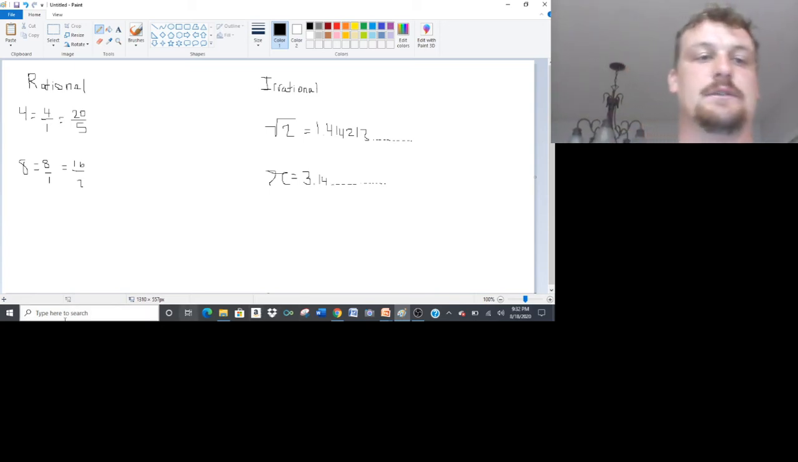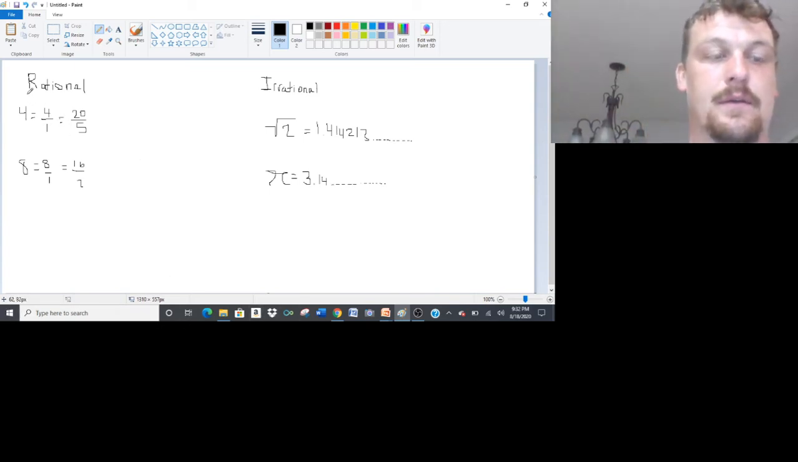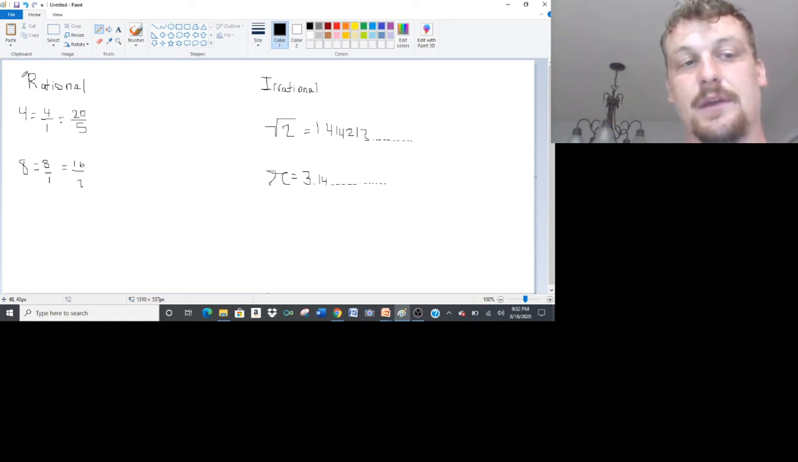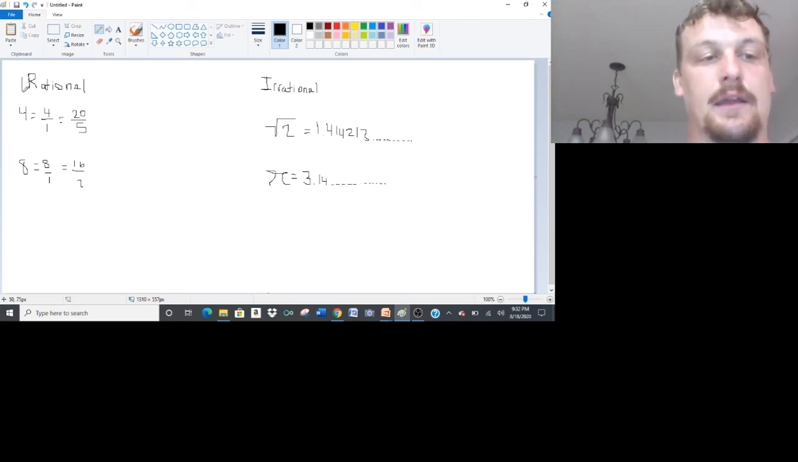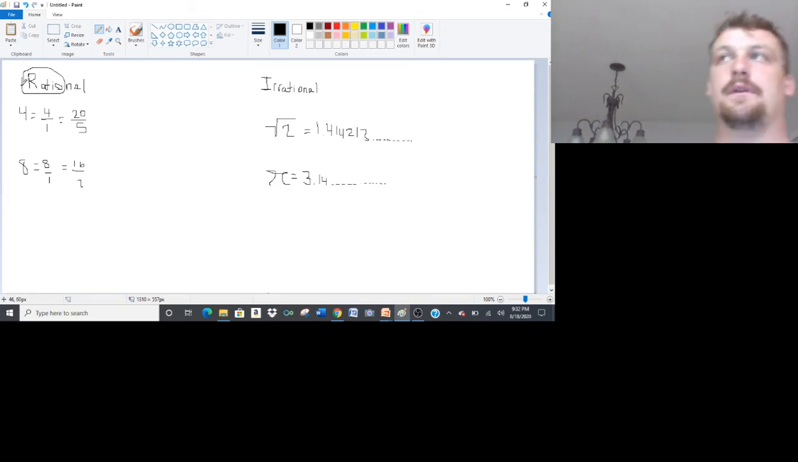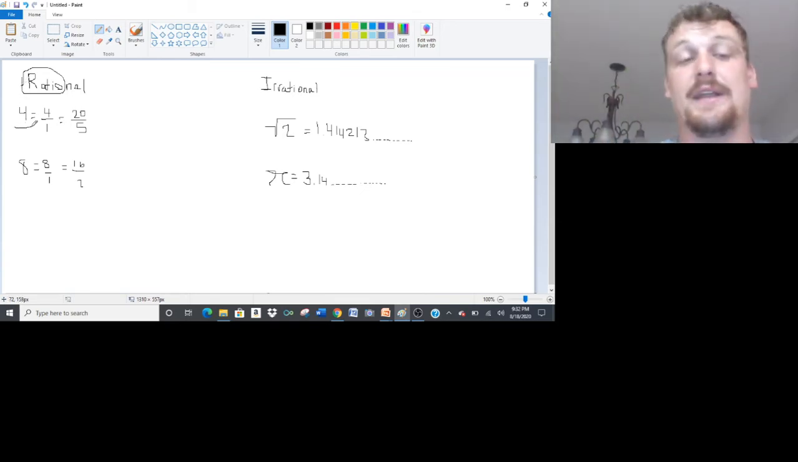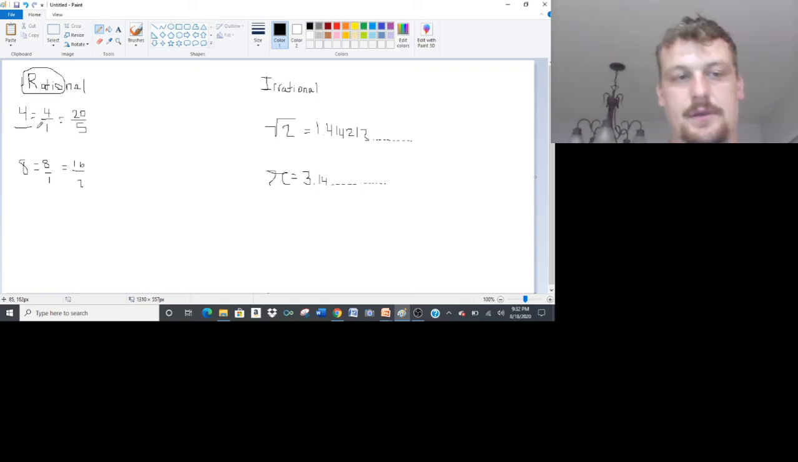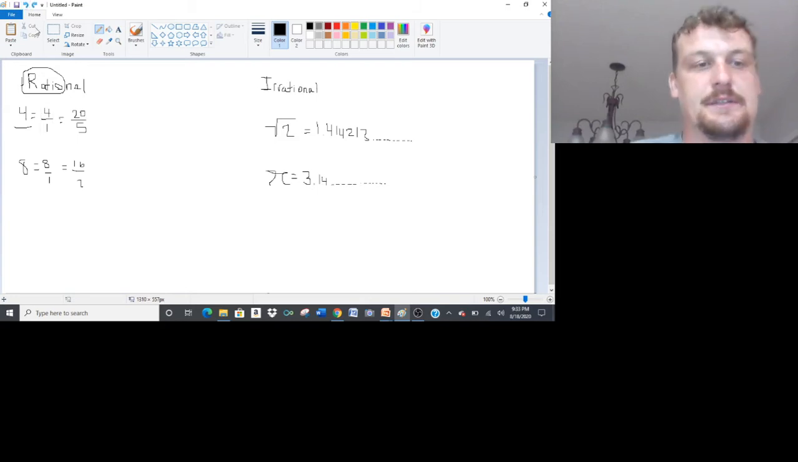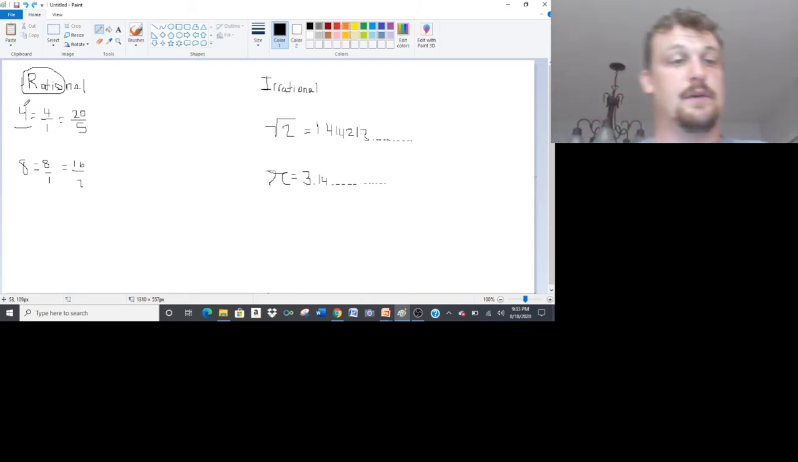So, rational. Think about rational numbers as anything that can be represented as a ratio. So think of that when you think of rational numbers. Now, like the number 4, is that a rational number? Well, yes, because there's multiple ratios that can equal 4. So think of 4 over 1. And remember, fractions is basically division. So 4 divided by 1 equals 4.